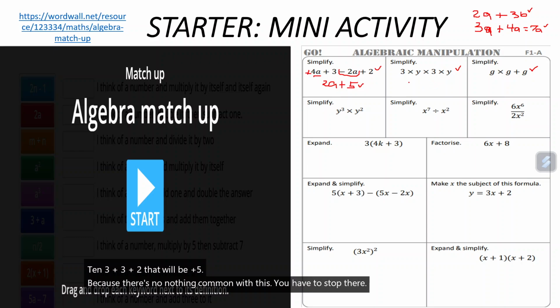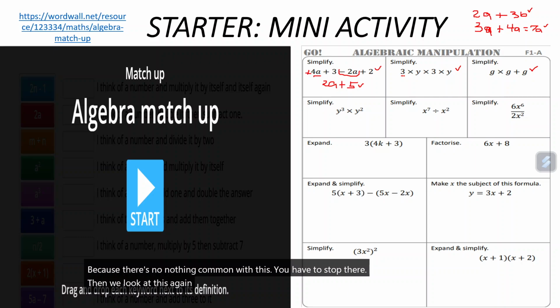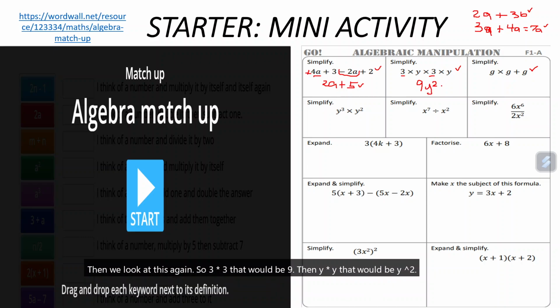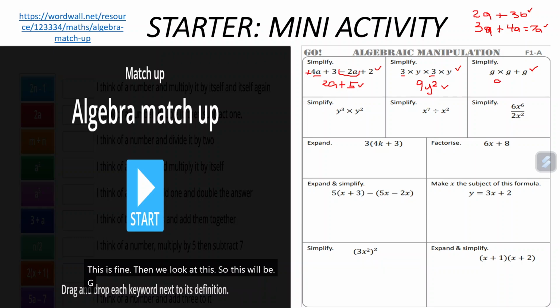Then we look at this again. So 3 times 3 will be 9. Then y times y will be y squared. This is fine. Then we look at this. So this will be g times g, that will give us g squared plus g.